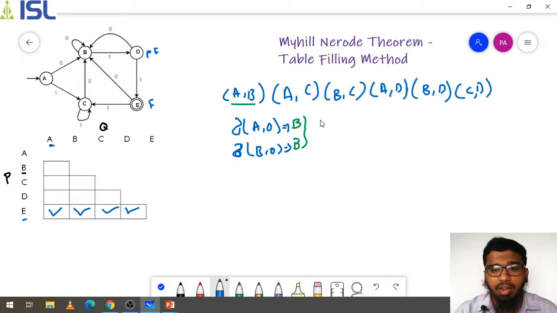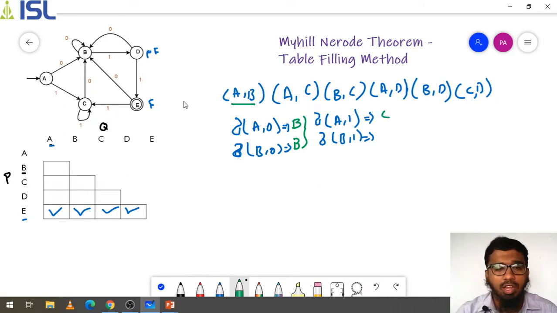Next is delta A comma 1. We have taken the string 0, so now we are taking 1, and delta B comma 1. A on 1 is going to C, and B on 1 is going to D. C and D are both normal states, so that also is not accepted.